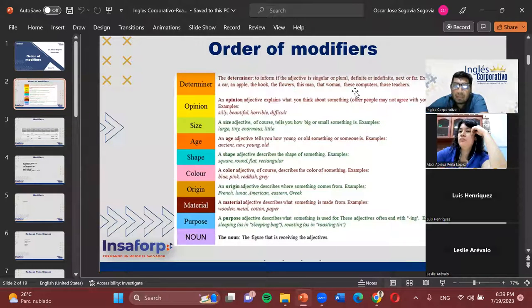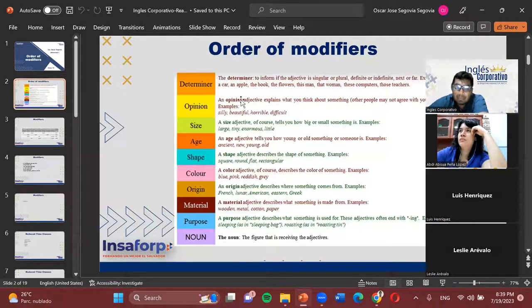Now, we also have these computers and those teachers. These computers and those teachers. These ones are used for plurals. You know that these is used for things that are close to you, things that are not necessarily next to you, but close to you. And those is used for things that are far from you or away from you. So these are the determiners.